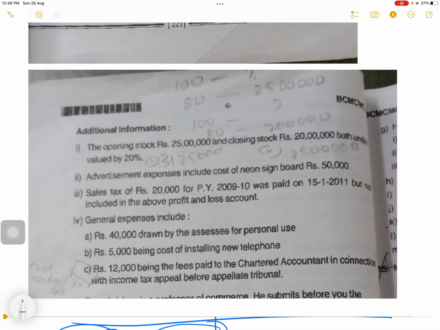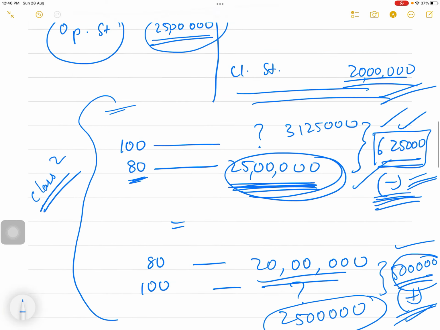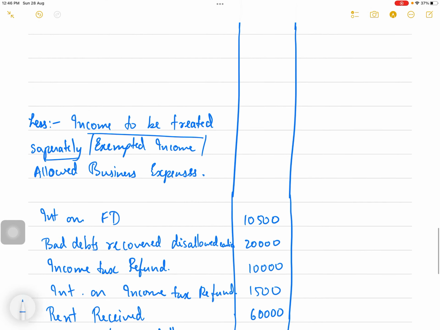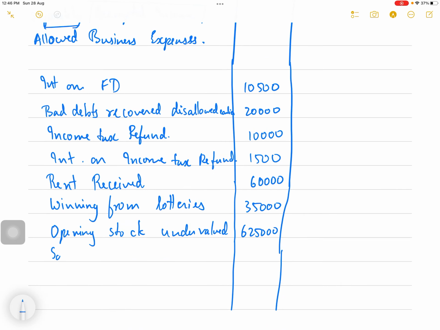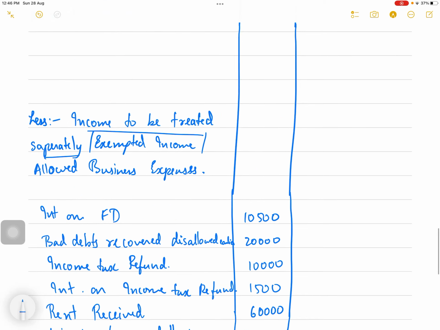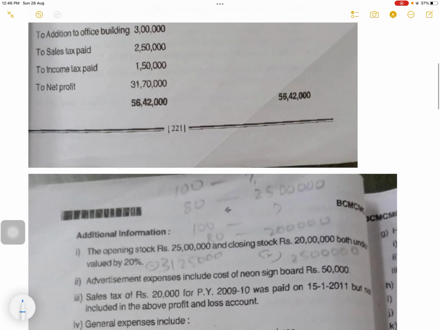Next, sales tax of 20,000 is paid during the year and it is not shown in the P&L account, so you have to show it. So you will subtract this 20,000. This is an expense which is allowed. So sales tax paid 20,000. It was disallowed earlier because earlier it was not paid, now it is paid, so now it is allowed.